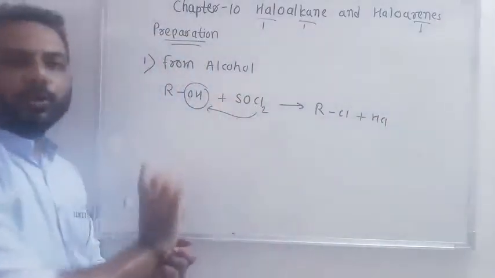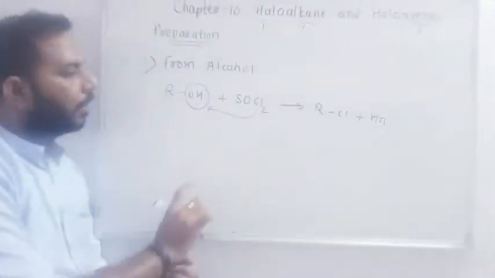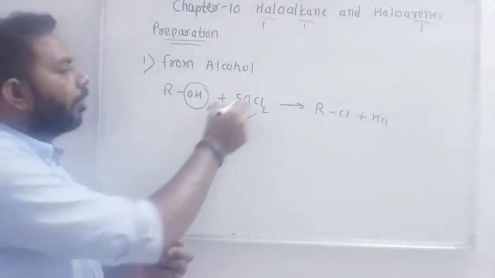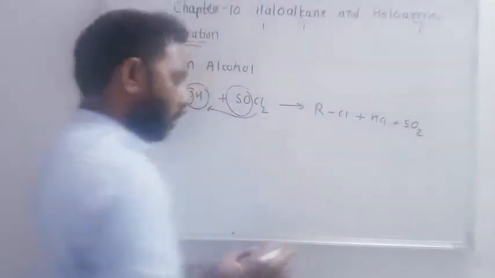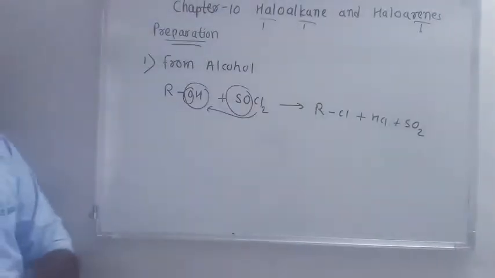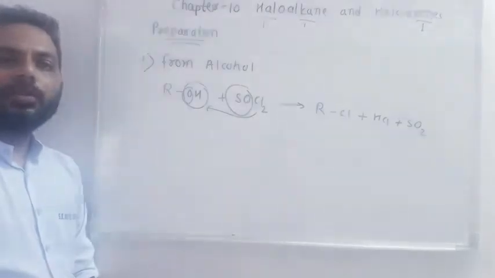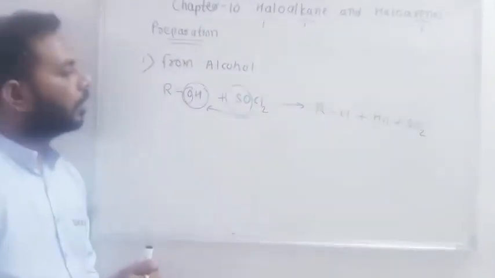There are total 2 chlorine. So 1 chlorine will replace OH minus and it will form RCl. 1 hydrogen and 1 chlorine, it will form HCl. Now SO group is left and O is left. So SO plus O, it will form SO2. So we are getting HCl and SO2 as a byproduct. Okay, again. So whenever SOCl2 reacts with alcohol, one of the byproducts is always SO2, sulfur dioxide.